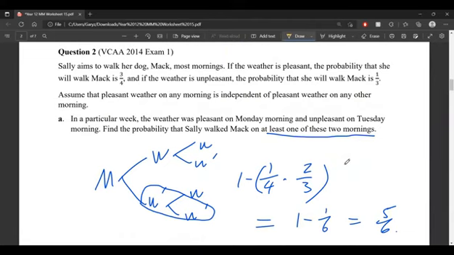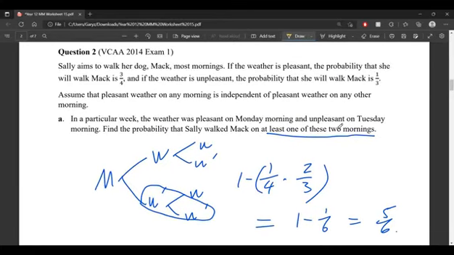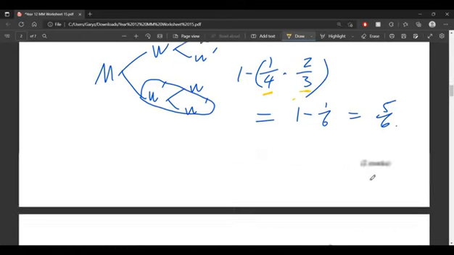Question 2, this is a probability question. First of all, it asks about the probability that Sally walked back on at least one of the 2 mornings. In other words, this question is asking for 1 minus the probability that Sally did not walk back on both mornings. Because Monday is pleasant weather, the probability of not walking is 1 on 4. The next day is unpleasant weather, so the probability of not walking is 2 on 3. So it's just 1 minus 1 on 4 times 2 on 3, giving us 5 on 6.